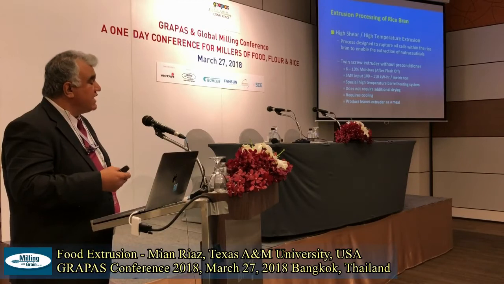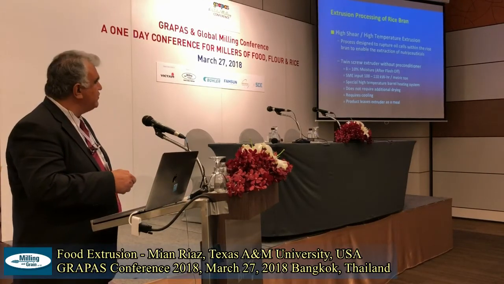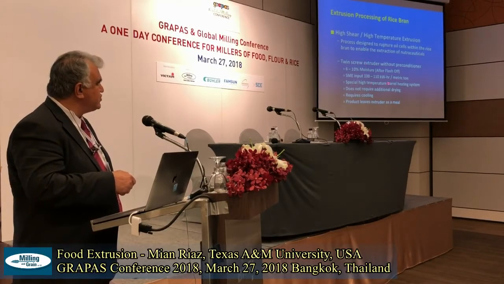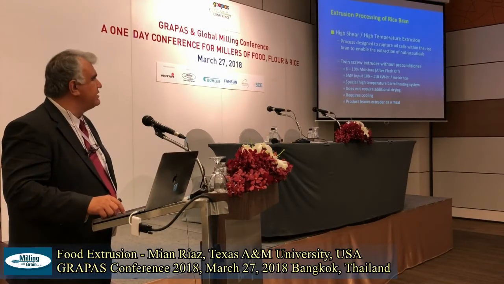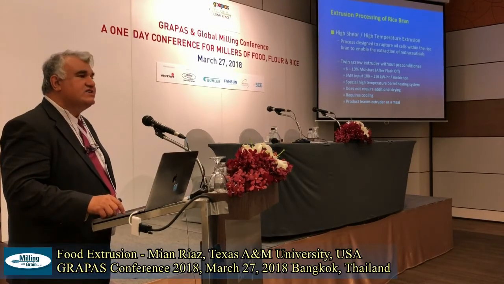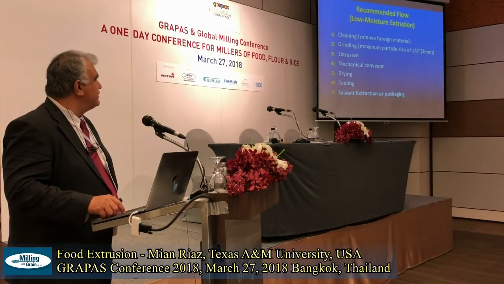We can also use the high shear, high temperature extrusion, and in this case we also rupture the oil cell within the rice bran. It's a twin screw extruder without a preconditioner, or sometimes we use a twin screw with a preconditioner, depending upon the application. But as long as you have a processing device at your facility, you can stabilize the rice bran very easily. Then, of course, it can be used for extraction and in different places.